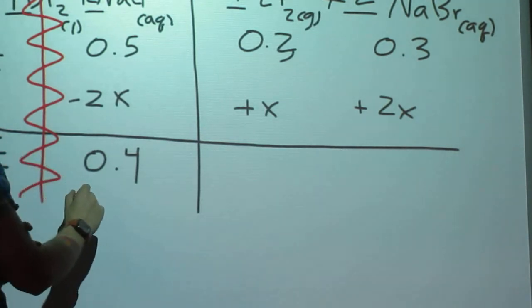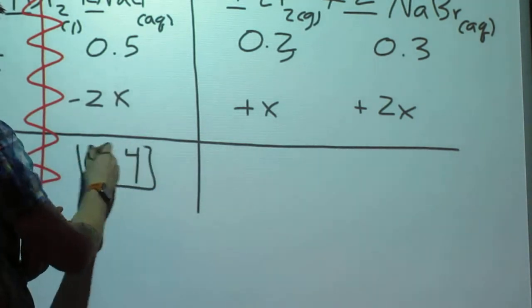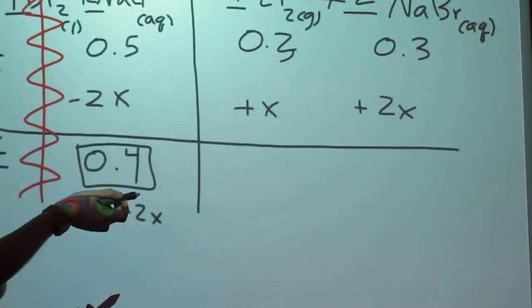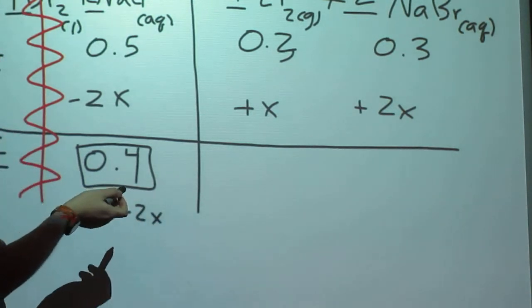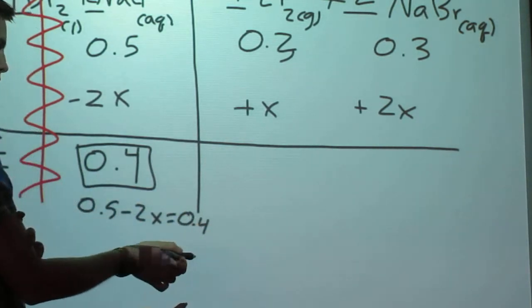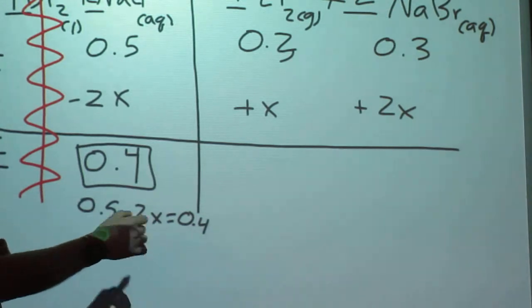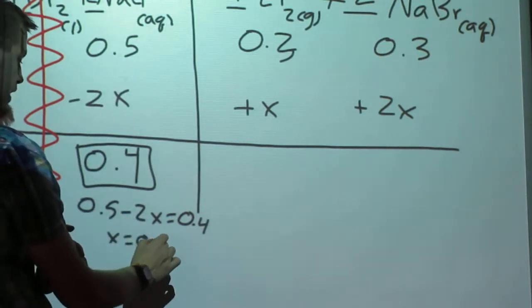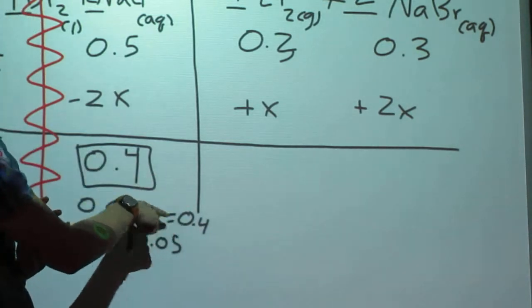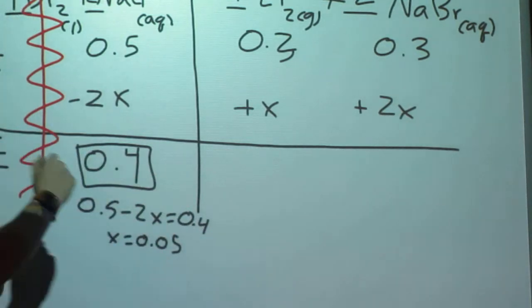And guess what? If we did this normally, I'm just going to box this for a second. Wouldn't this be 0.5 minus 2x? Correct, right? But doesn't that equal 0.4 in this case? Can you guys solve for x? X is 0.05, because 0.1 divided by 2 is 0.05.